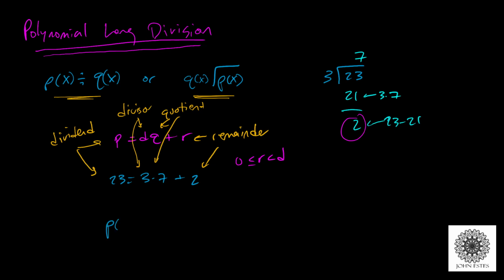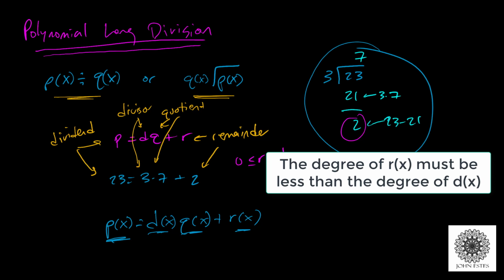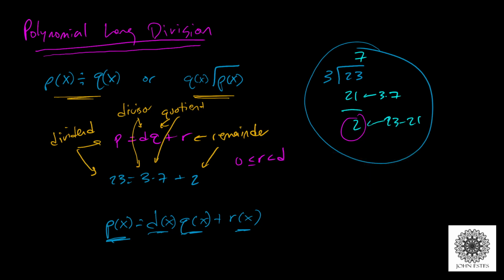We can write a polynomial p of x as d of x times q of x, plus r of x. And here, these roles are the same: the divisor, the quotient, the remainder, and the dividend. And actually, the long division works just like we did with real number long division. I'll show you some examples of this, and hopefully it'll make sense.